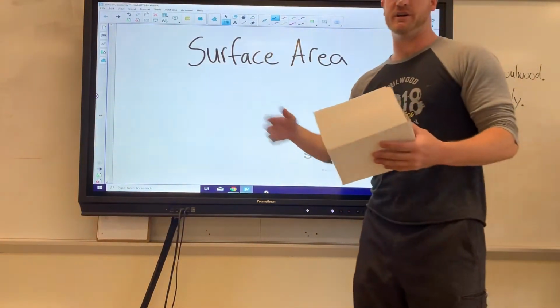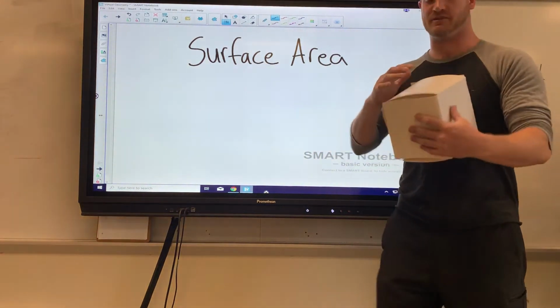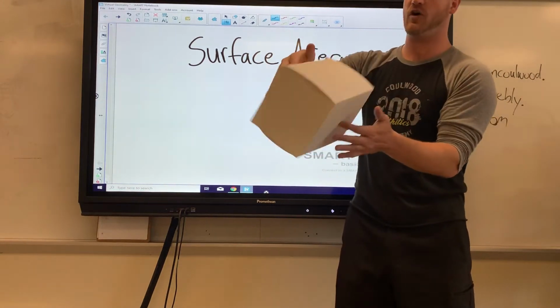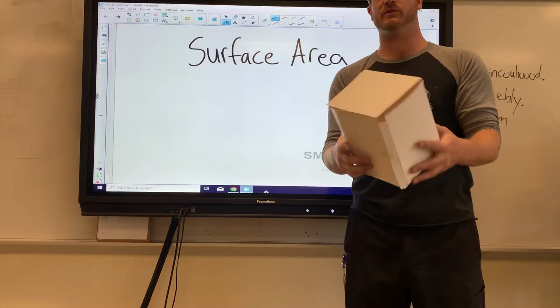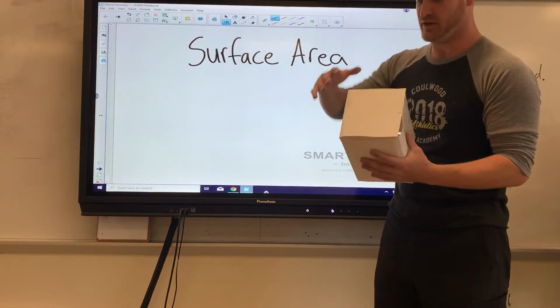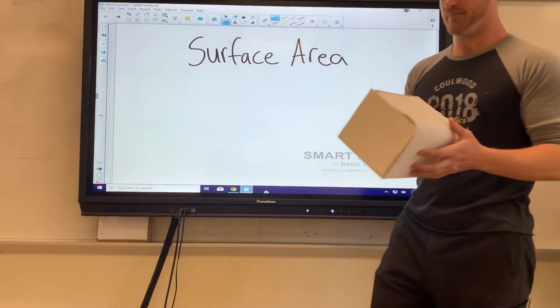All right, this lesson we are covering surface area. When we talk about something's surface, we have to go all the way around that object. So all of the sides of this rectangular prism are its surface. To find the area of the entire surface, we have to find the area of each side and then add them all up in the end.